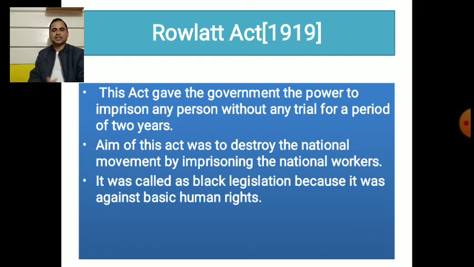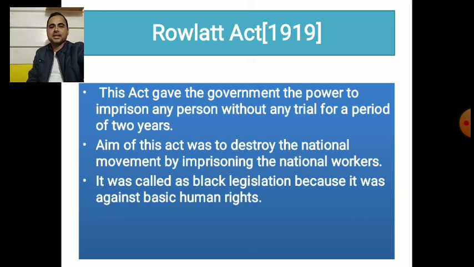That's why, calculating all its objectives, Mahatma Gandhi and the Congress declared the Rowlatt Act a black legislation. Why? Because it was against basic human rights.